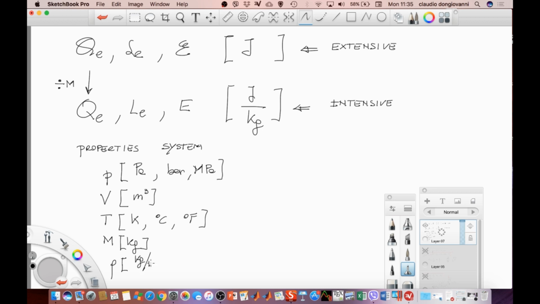Other properties? But you said that we wrote before. You also called the other thermodynamic property. Enthalpy. Unit of measurement?